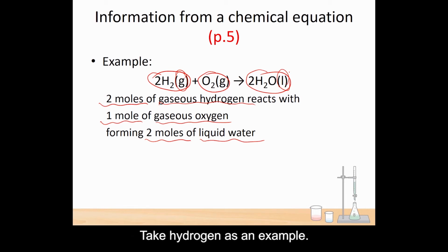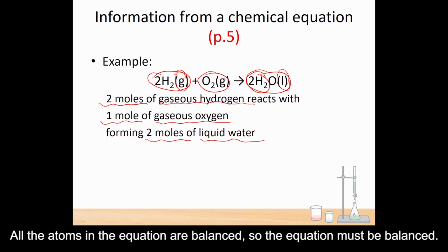Take hydrogen as an example. 2 times 2 equals 4, and so therefore H. Here again, 2 times 2 equals 4. All the atoms in the equation are balanced, so the equation must be balanced.